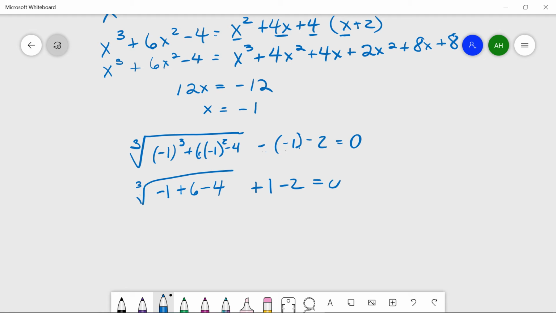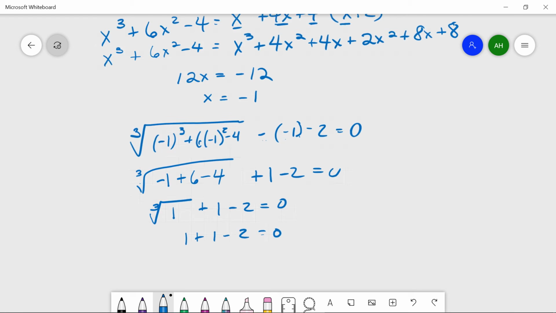Combine the 6 with the negative 4, and I have the cubed root of 1 plus 1 minus 2 equals 0. So this is 1 plus 1 minus 2 equals 0, which is true. All right, let's switch it up just a little bit.